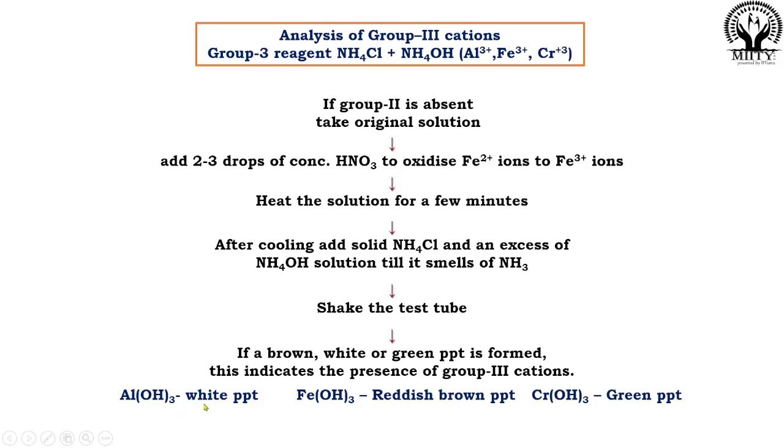Aluminum hydroxide is a white precipitate, ferric hydroxide is a reddish brown precipitate, chromium hydroxide is a green precipitate. So this is how we can at least get the basic idea whether third group cations are present or not. Now we discuss the confirmation tests of Al+3 and Fe+3, which are in our syllabus. Group 3 reagent is ammonium chloride and ammonium hydroxide; group 3 cations are Al+3, Fe+3, Cr+3.